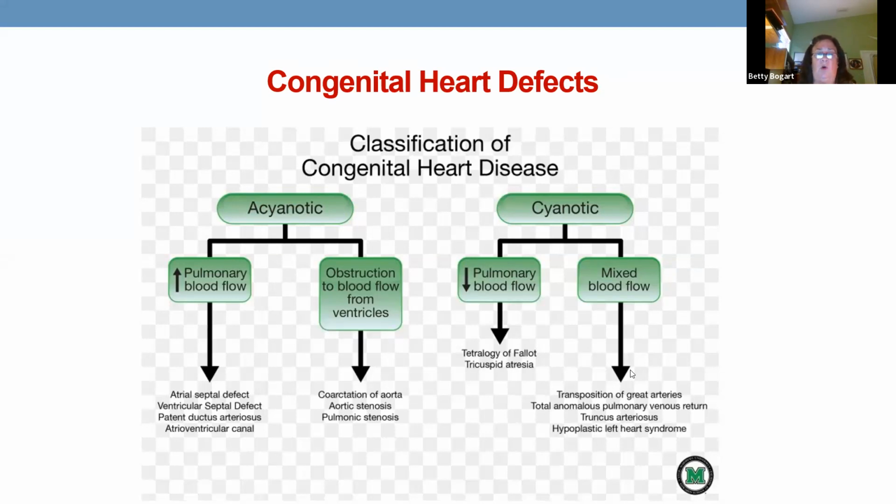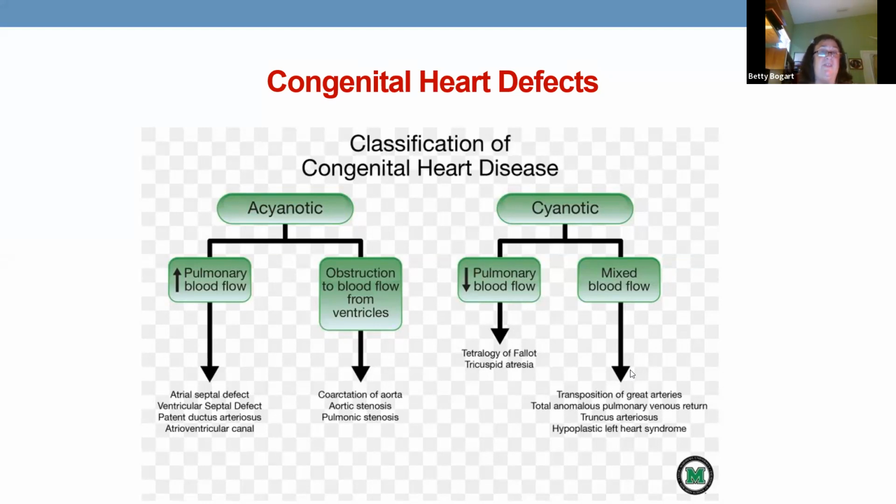Once we see no pulses in the lower extremities, if we go ahead and we do a 4-extremity blood pressure, we're going to see those blood pressures lower on the bottom and higher up top. And that's why we do 4 extremities.